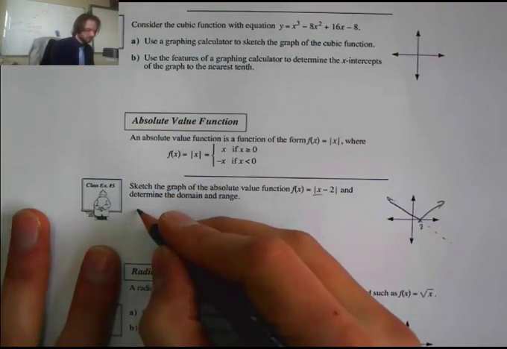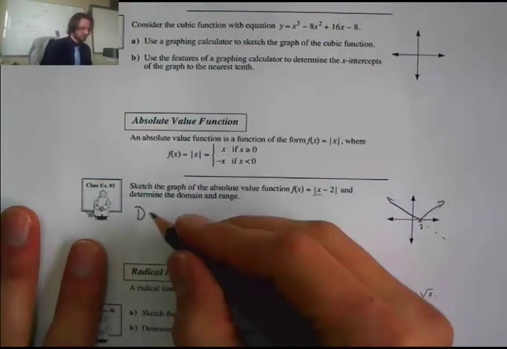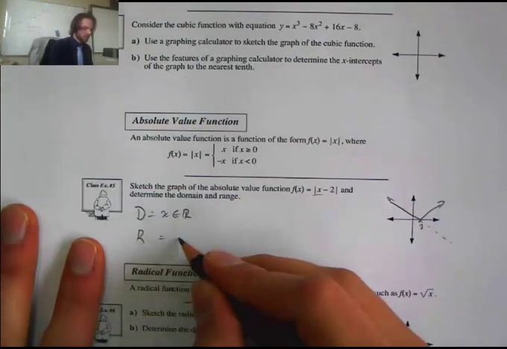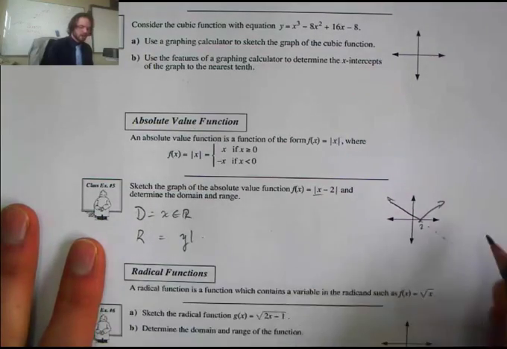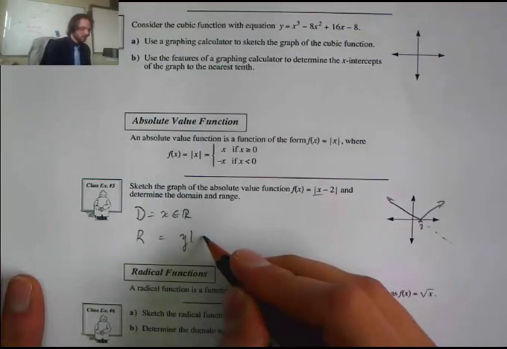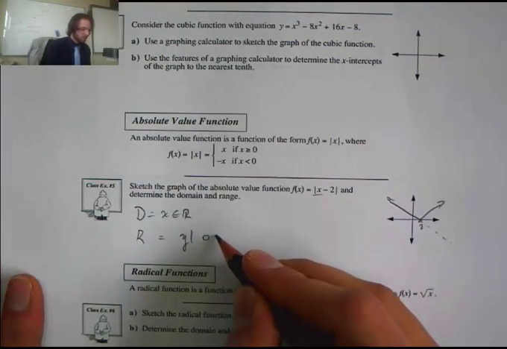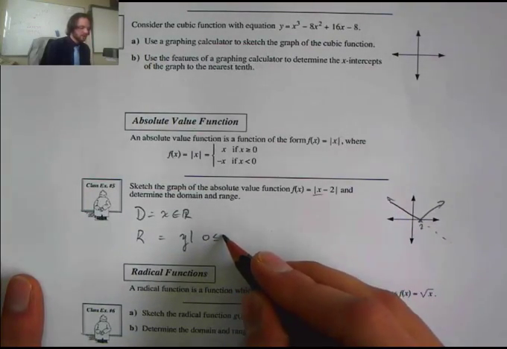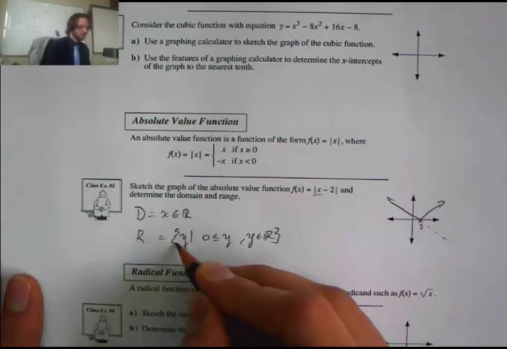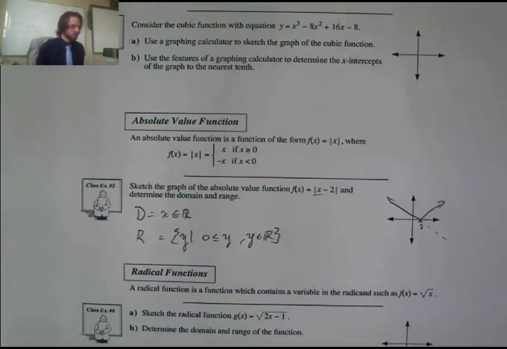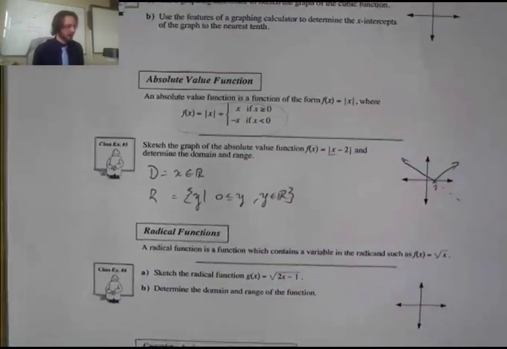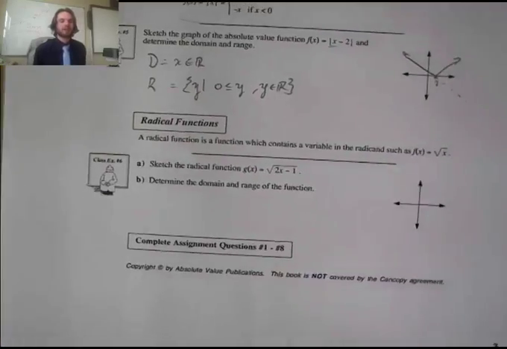So what is my domain? My domain is x is an element of all real numbers. What is my range? Well, my range is looking at y such that, looking at this here, my function must always be greater than or equal to 0, so y is greater than or equal to 0, and y is an element of all real numbers. Okay? So that's your absolute value in general. And if you want, I could go over the piecewise functions with you tomorrow if you need help to remember that.